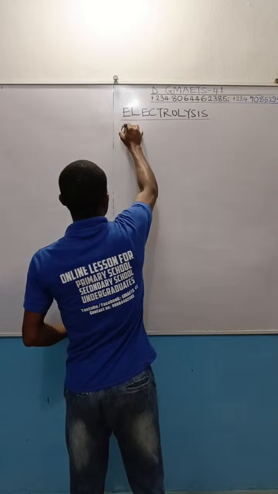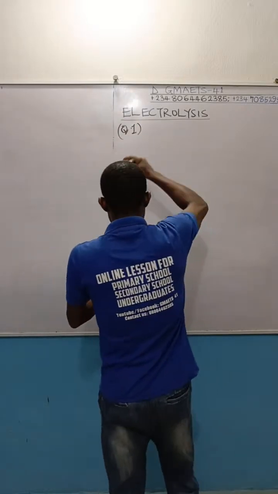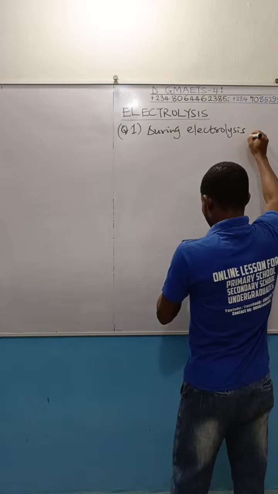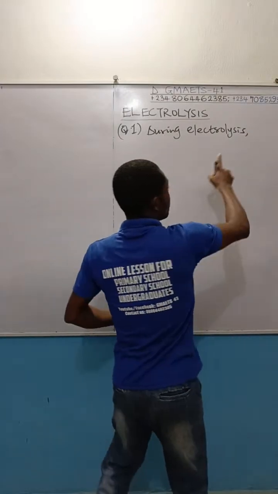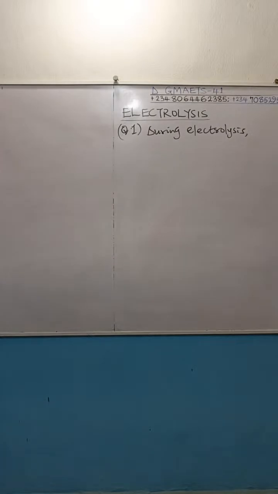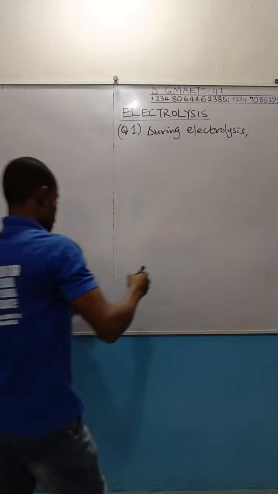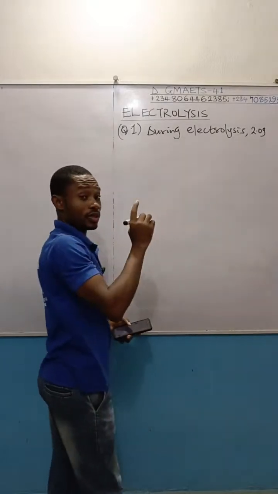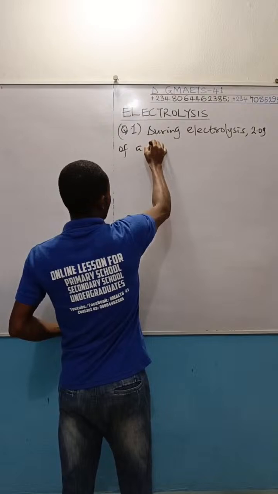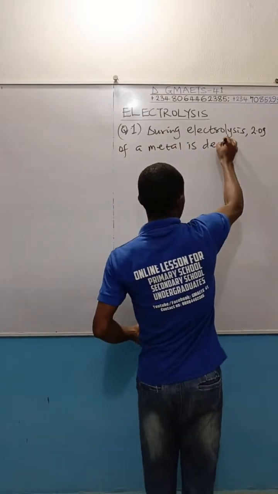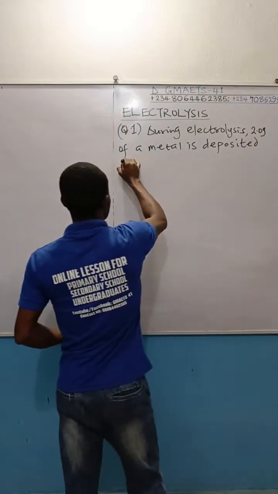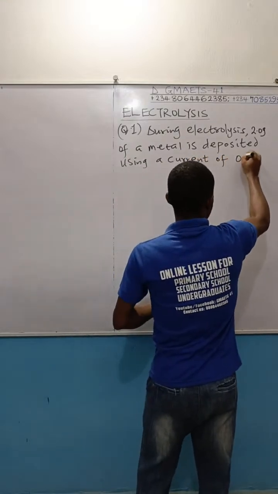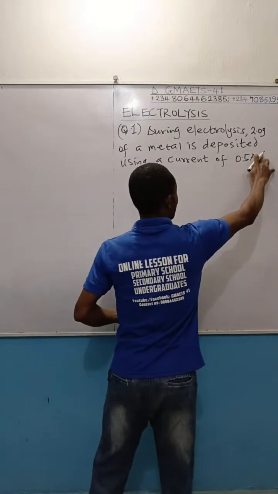Our first question here, Question 1. I'm going to copy it on the board. During electrolysis, 2.0 grams, not kilogram, of a metal is deposited using a current of 0.5 ampere in 3 seconds.